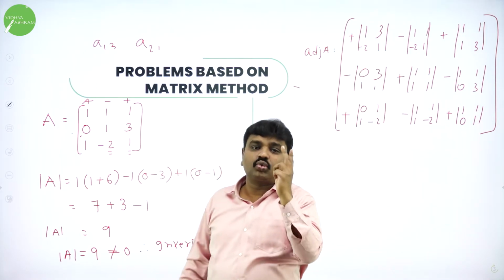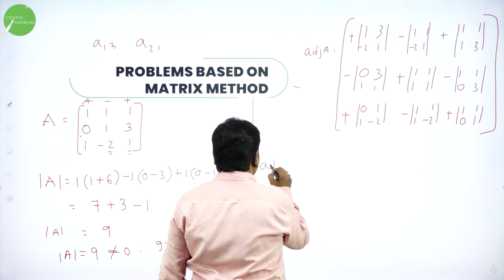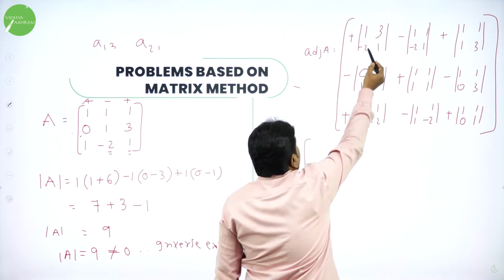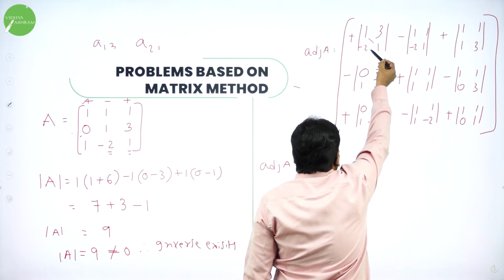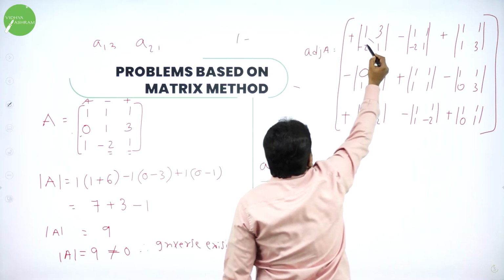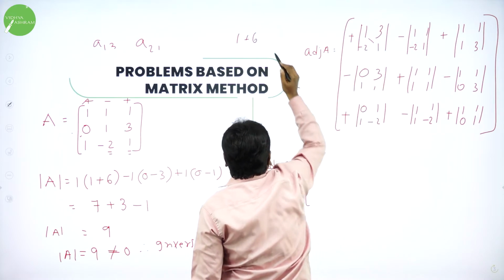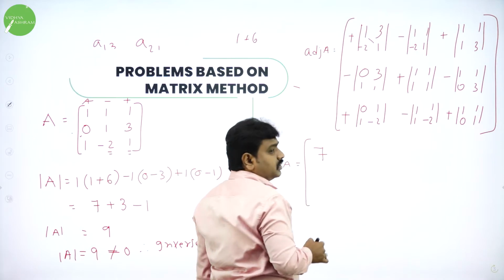Now expand these 2 cross 2 determinants. Hope all of you know how to expand this. Adjoint A is equal to. So now what is the first one? 1 into 1 is 1, minus 3 into 2, 2 minus 2 into 3 is minus 6, minus of minus 6 becomes plus 6, so it will be 7, like that.